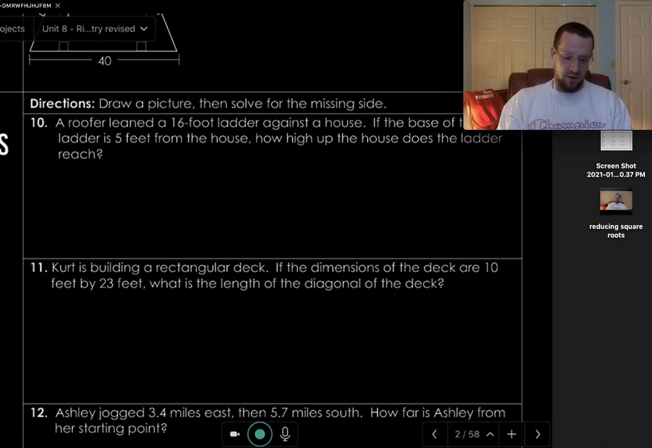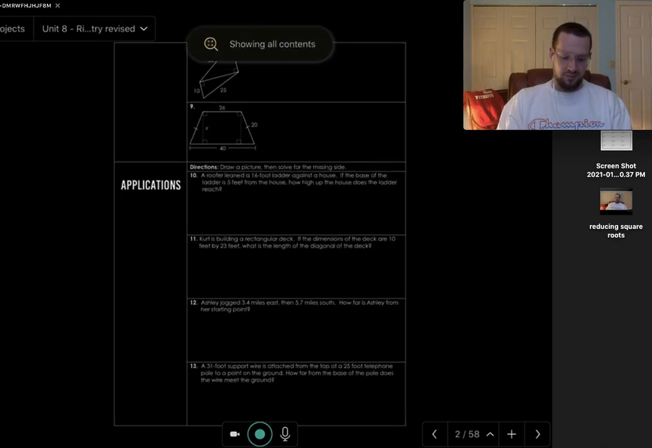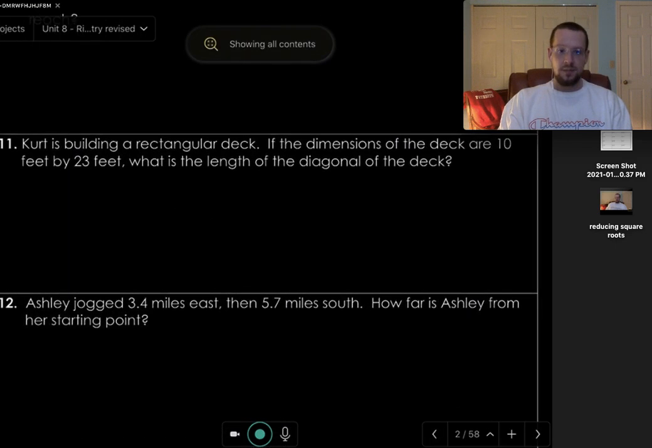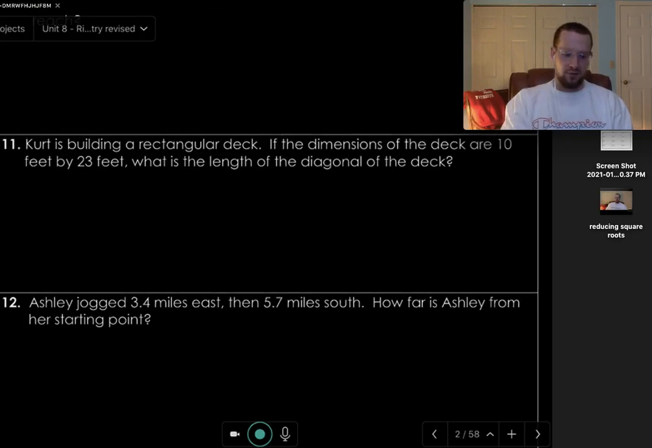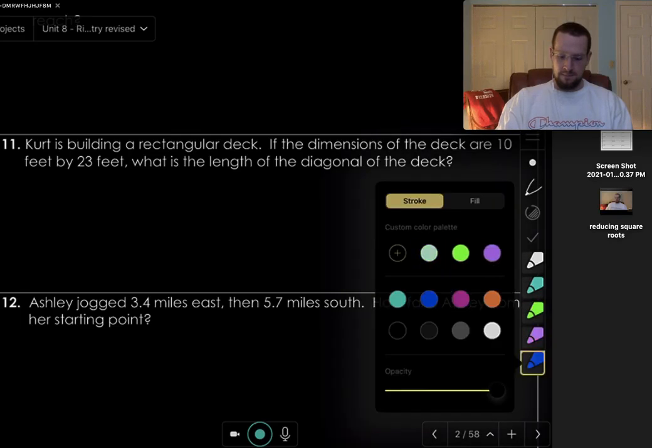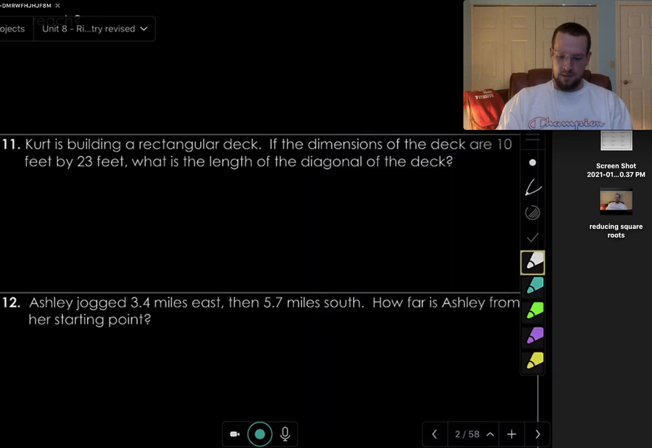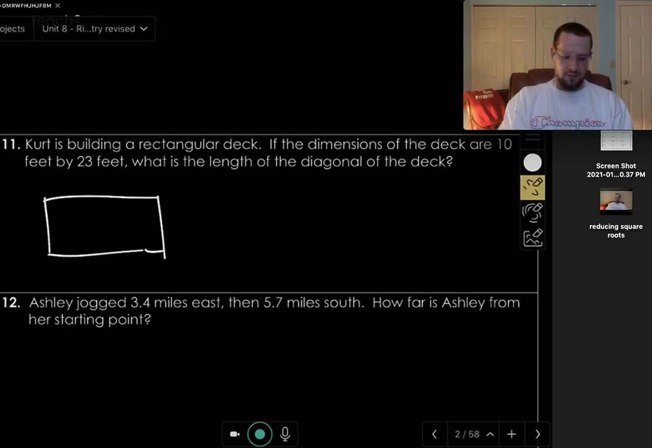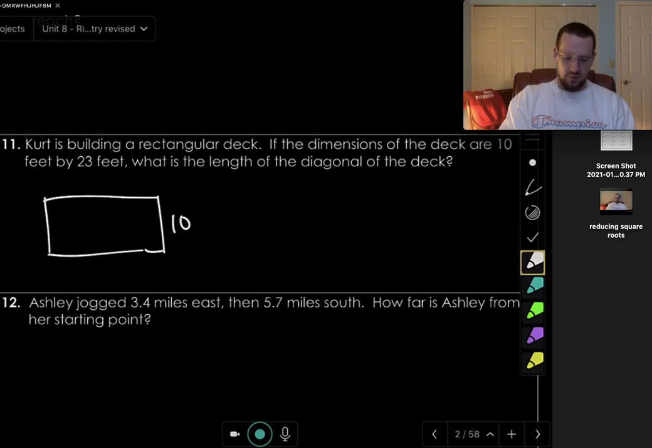I'm going to look at number 11. Captain Kirk is building a rectangular deck. These ones you have to draw. So here's Kirk's deck. Nice deck. Kirk is building a rectangular deck. The dimensions are 10 by 23. I'm going to make the small side 10, the larger side 23. It's a rectangle. We know what these look like.